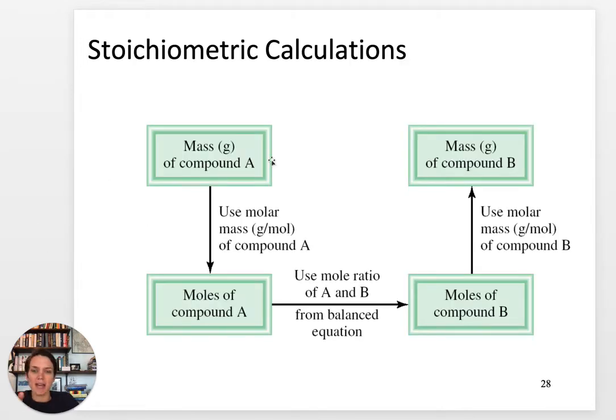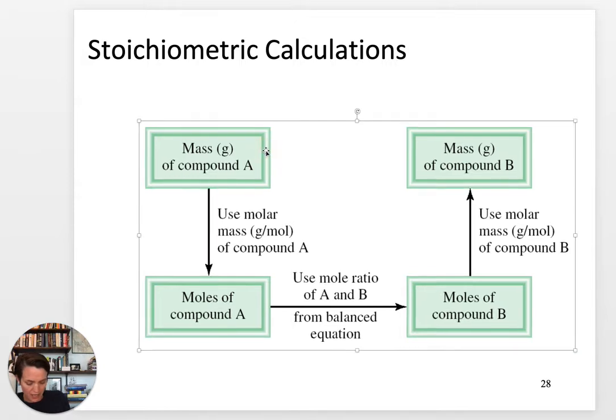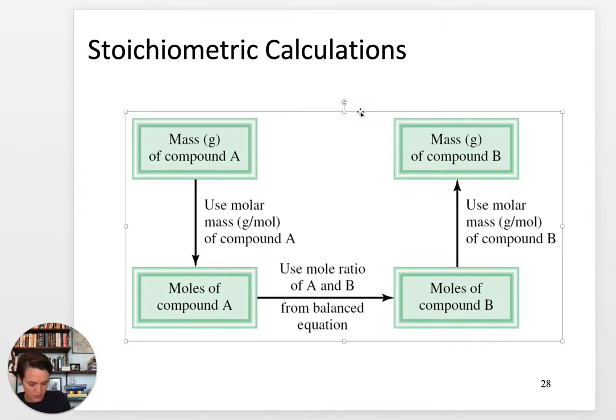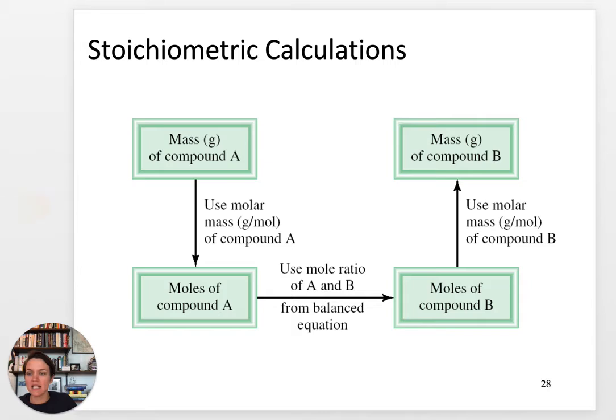So you have the mass of compound A, whatever you're interested in. Then you convert your mass to moles, right? Because moles is where we're making the playing field equal. So you're converting from mass to moles. Once you're in the realm of moles, then you have the ability to use mole ratios, right? What is a mole ratio?